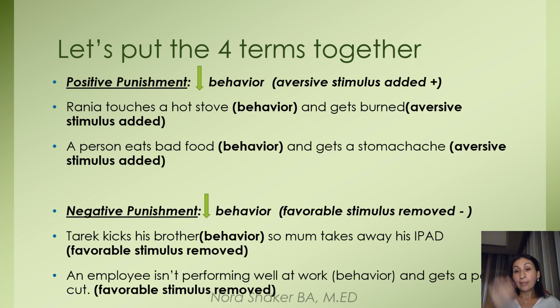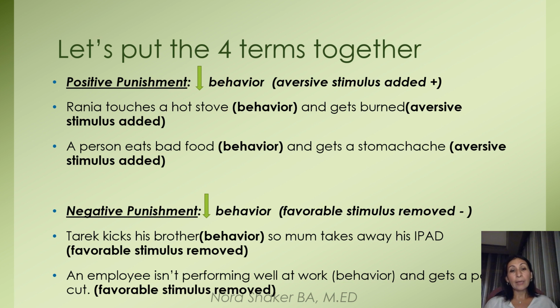Negative means taking something away. So, Tariq kicks his brother, so mom takes away his iPad. Okay. The behavior is Tariq kicking his brother. We want to decrease that. So, we take away a stimulus, a favorable stimulus this time, and that is his iPad. So Tariq is going to stop kicking his brother in the future in order for his iPad not to be taken away. So we are decreasing the behavior of Tariq kicking his brother in the future.